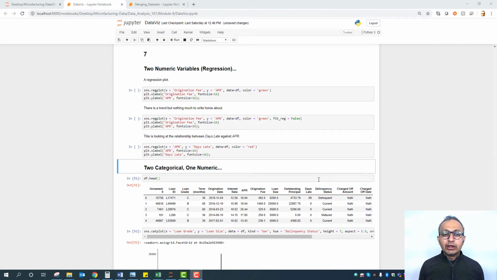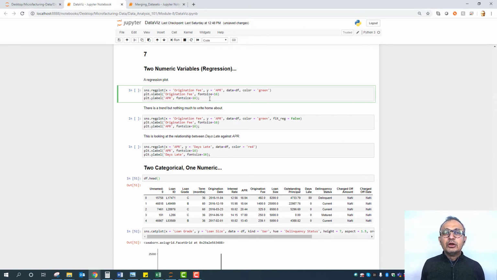So we looked at one numeric variable, how to plot them using distribution and kernel density plots. We looked at one numeric, one categorical, right? Now we are looking at two numeric. This is similar to a scatter plot you would do in Excel, right? Here we are plotting two numerical variables, origination fee versus APR, okay?